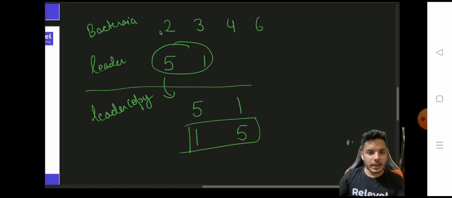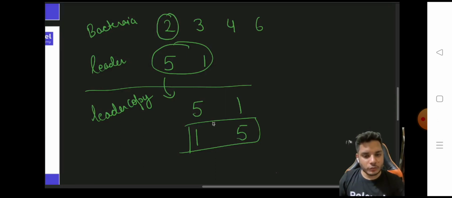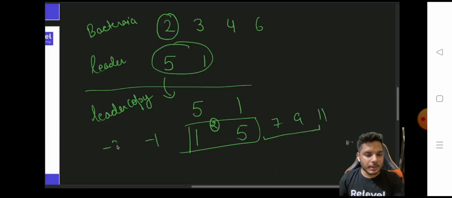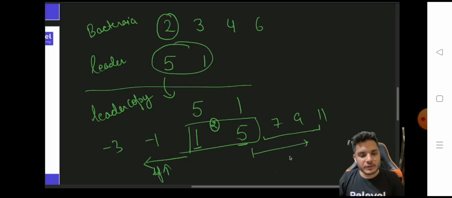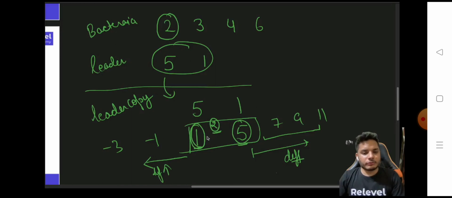Now, think about it. 2 is lying between 1 and 5. Do we agree? Whatever other numbers there are, 7, 9, 11, or maybe -1, -3, only 1 and 5 have the minimum difference. If you go leftward, the difference will increase, and if you go right of the 5, the difference will also increase. So I know for 2, the answer will lie between 1 and 5 only. So I can just check whichever is less and point it to that one.